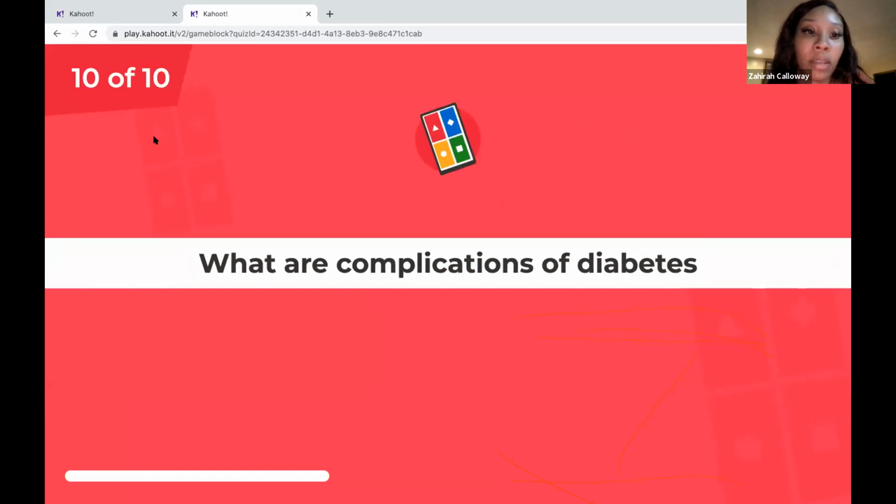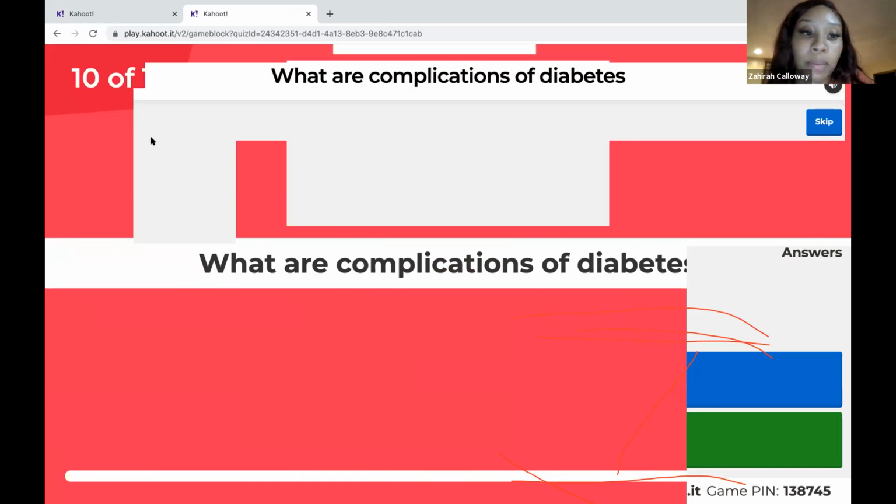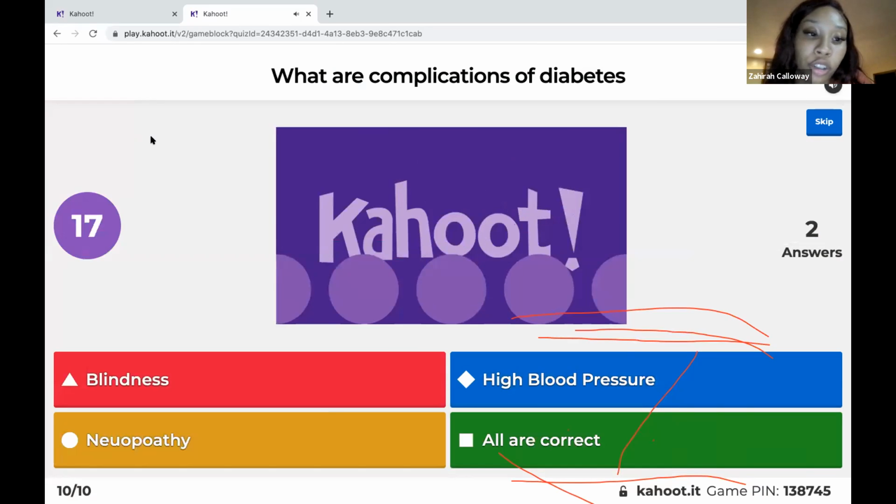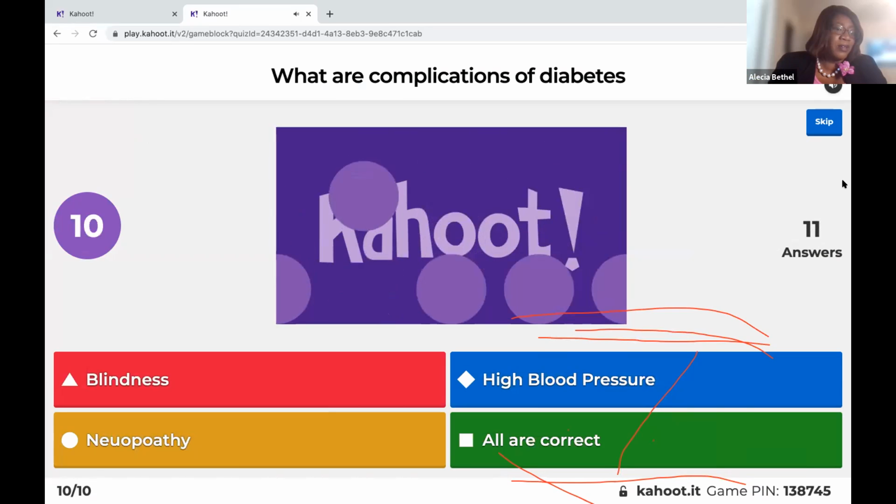Last question, everybody. What are complications of diabetes? Blindness, high blood pressure, neuropathy. Anybody who's a doctor, please correct me. I said it wrong. Neuropathy. Or all are correct. Neuropathy.